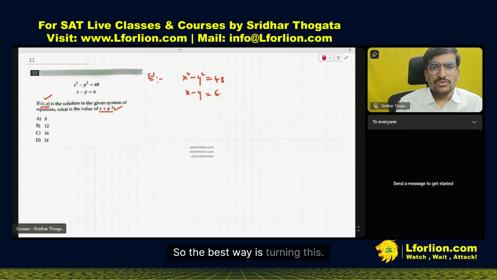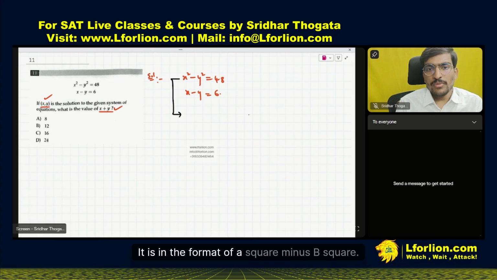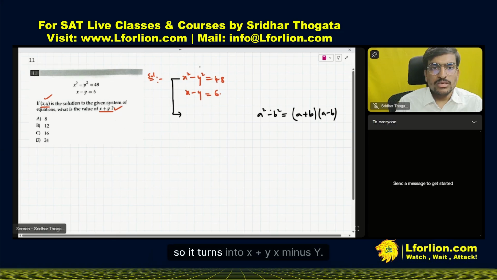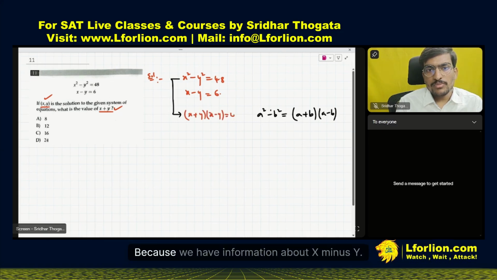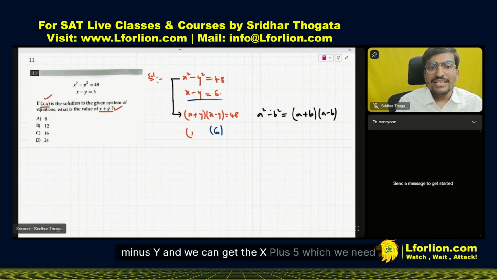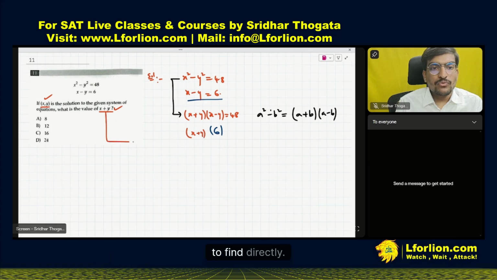So the best way is turning this, it is in the format of a square minus b square. So just do it a plus b into a minus b. So it turns into x plus y, x minus y. Why do we need to go this way? Because we have information about x minus y. We can reach the solution quicker by moving this way, because this x minus y is nothing but 6. We can directly substitute that in the place of x minus y, and we can get the x plus y which we need to find directly.